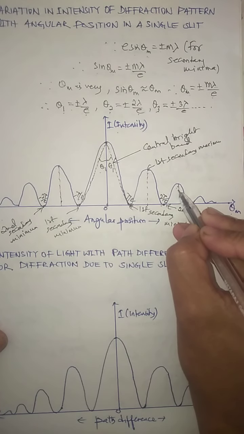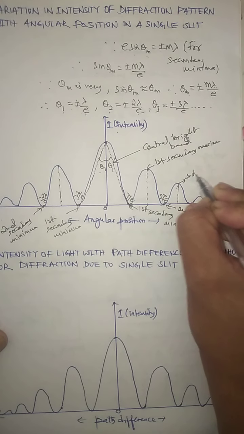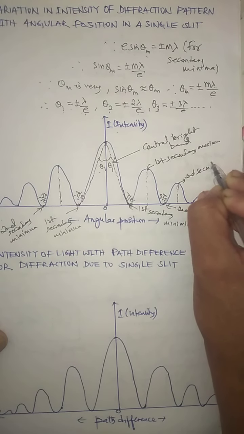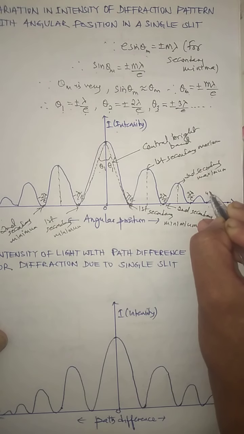Then after that we come to the second secondary maximum. In this way, secondary minima and maxima form on both sides of the central maximum. But what will be observed here? The intensity keeps on decreasing, and the width also decreases. Similarly, this is the third secondary minimum, which is given by 3 lambda by e, and this is given by 4 lambda by e.